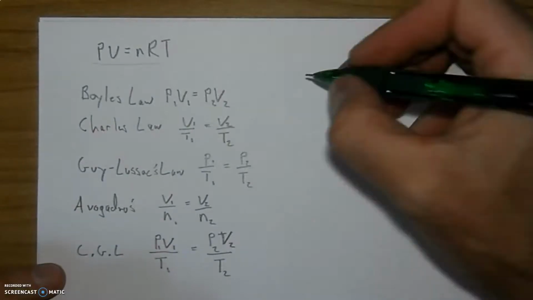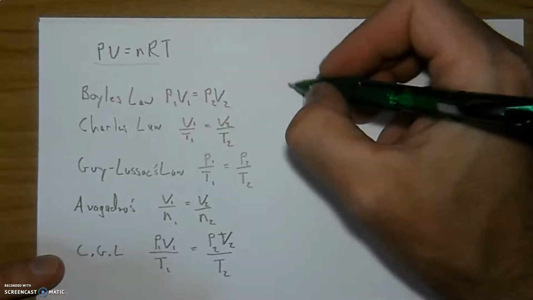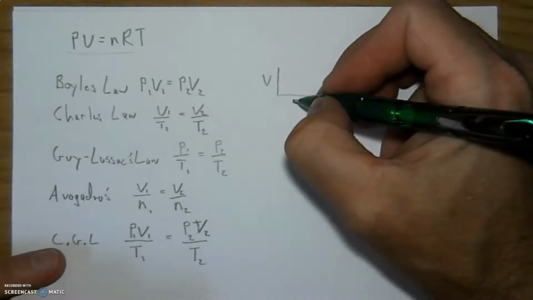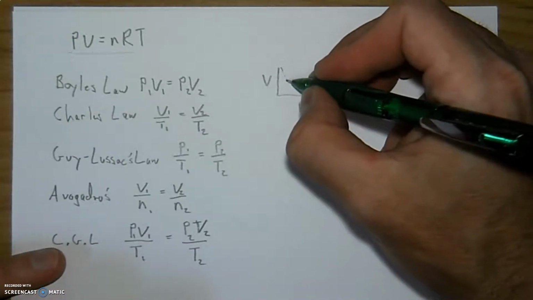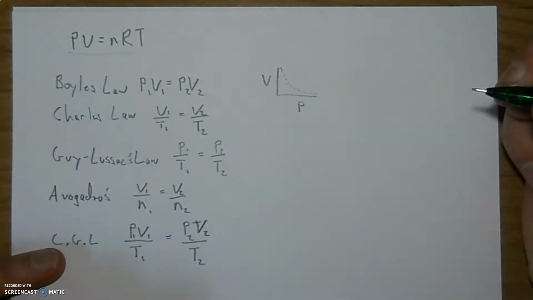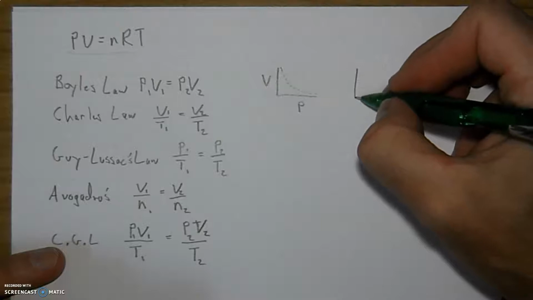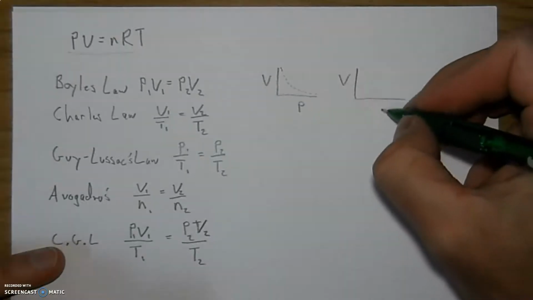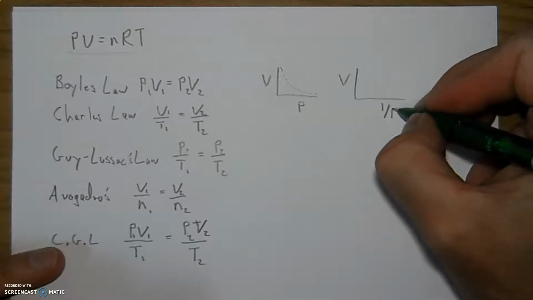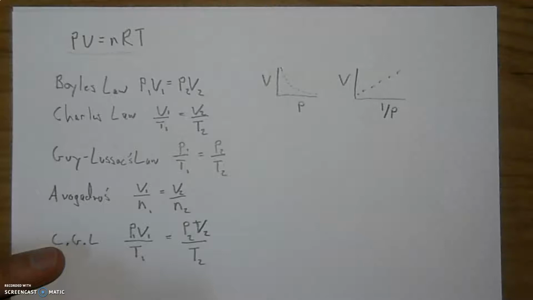Okay, and just to show a drawing here really quick for Boyle's law, if we look at how volume is affected by the pressure, it is an inverse relationship. And if I wanted to, I could switch this around a little bit and see how volume is affected by the inverse of pressure. And now I have a direct relationship.